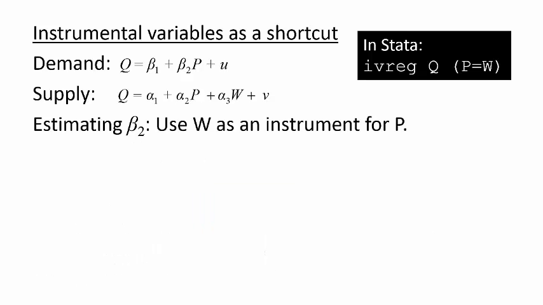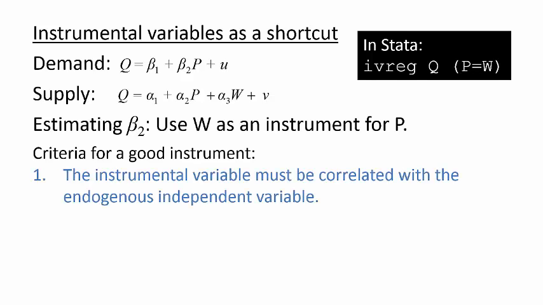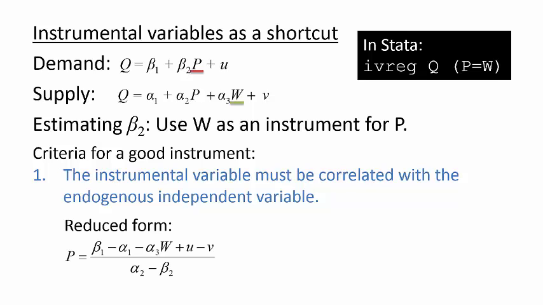Before we get ahead of ourselves, let's make sure that the instrumental variable we identified meets the three criteria. First, the instrumental variable must be correlated with the endogenous independent variable. We saw earlier that the instrument W causes a shift in supply, leading in turn to a shift in the market equilibrium, including a shift in price P. This would suggest a correlation between the two. We could also see this relationship more directly from the reduced form for price. Here we see that the endogenous variable P depends directly on the proposed instrument W.